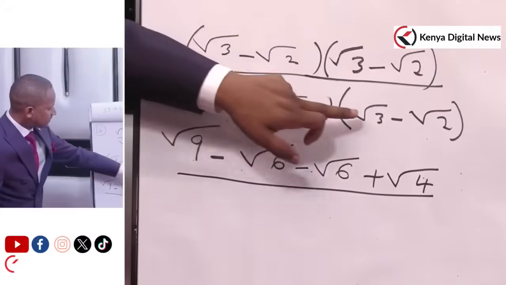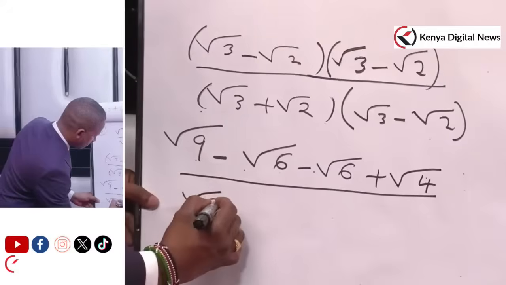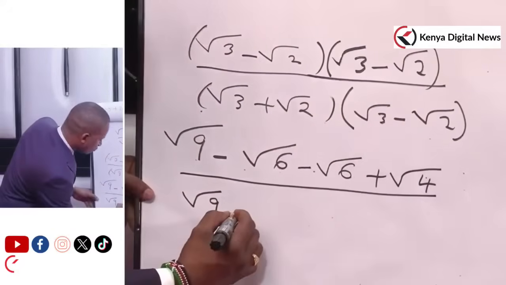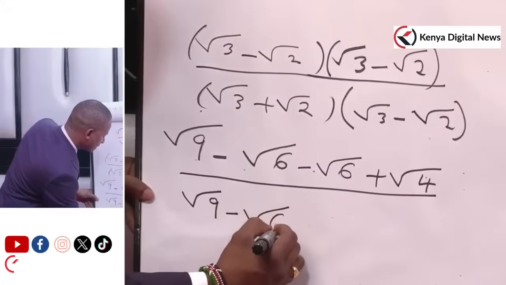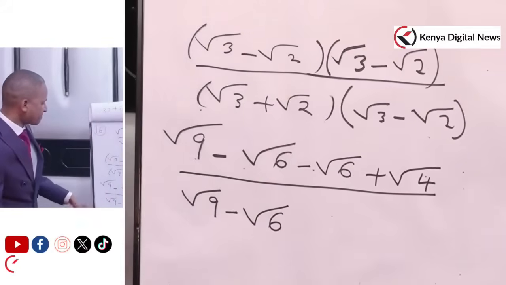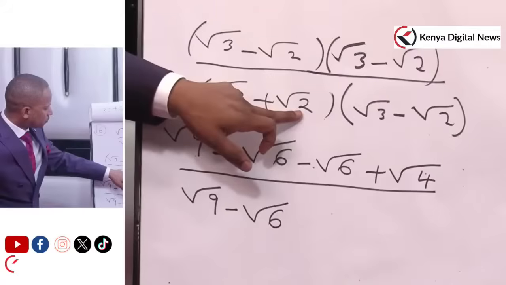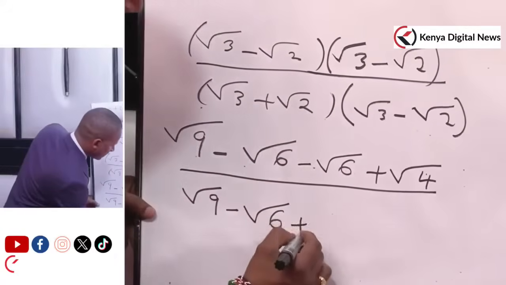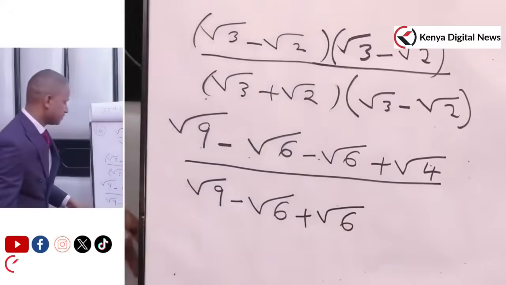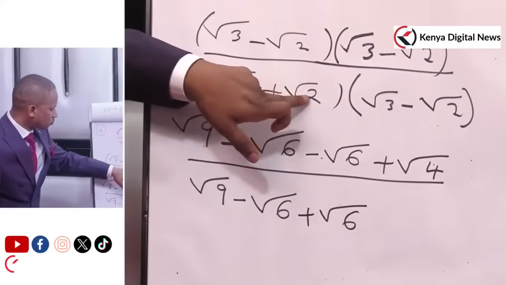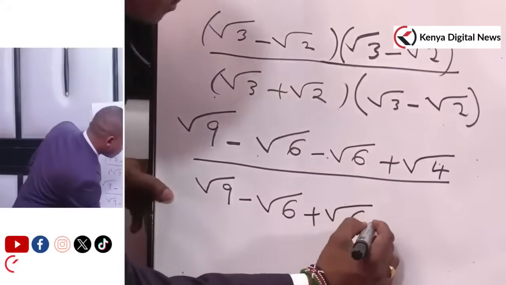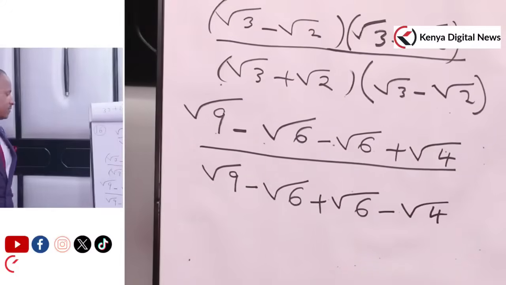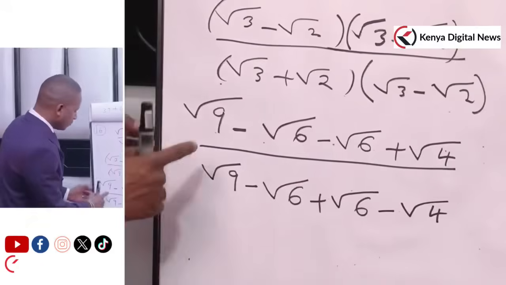Root 3 times root 3 is root 9. Then root 3 times minus root 2 is minus root 6. Then plus root 2 times root 3 is plus root 6. Then plus root 2 times minus root 2 is minus root 4. From here, we simplify. Let's go up.